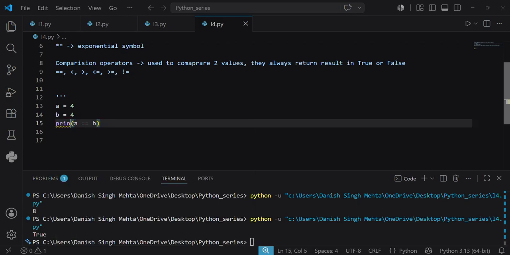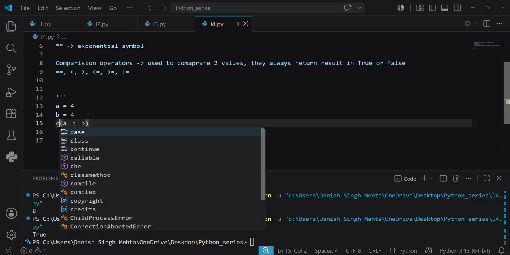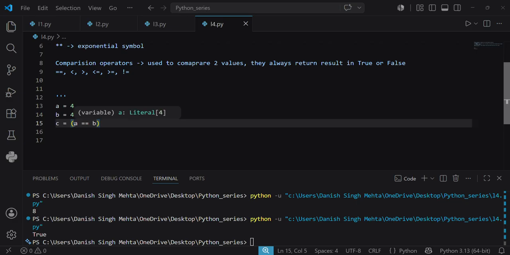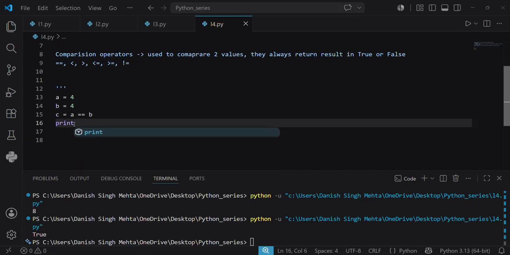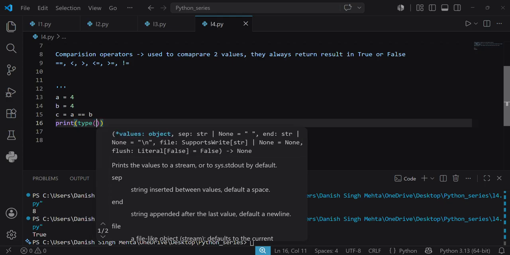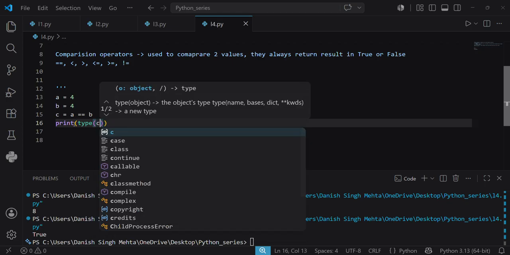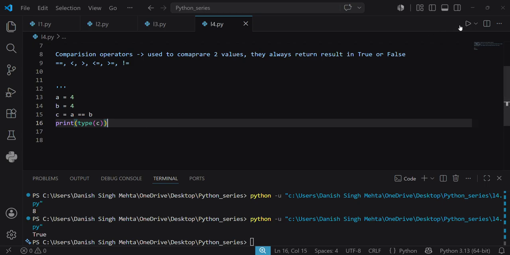So if I assign this value to C, and then I print the data type of C. So here you can see the data type of C. So basically what is stored in C? A equal to equal to B, whose value is true. So I told you that true and false are the Boolean data types. So here you can see that bool is written, which basically means Boolean.